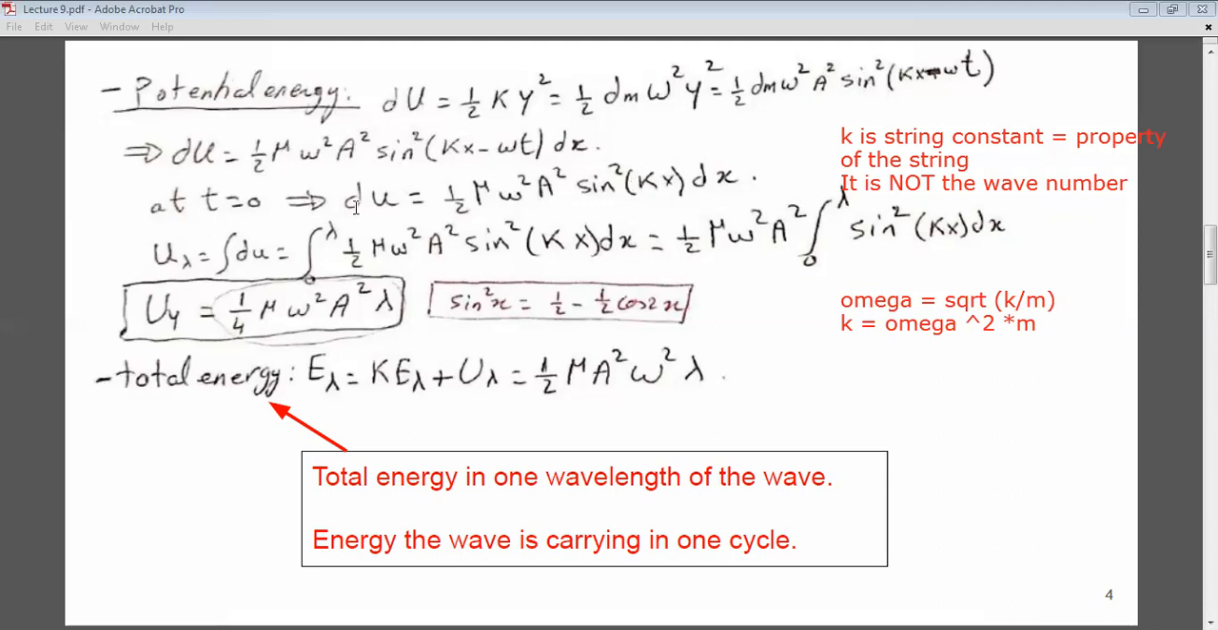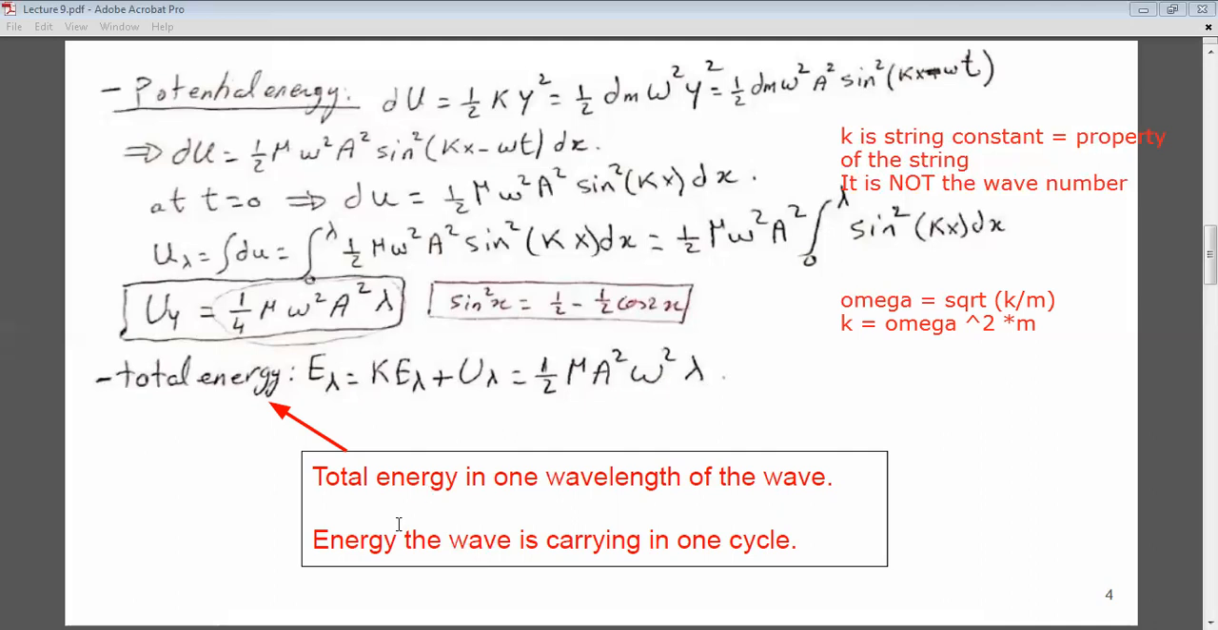Okay, again at t equal to 0, I get this formula. I do the integration. I will be stuck with sine square kx. Sine square kx is half minus half cosine 2x, and if I do its integration, I will get the total potential energy for one cycle, which is 1 over 4 mu omega square a square lambda. So the total energy E lambda, that is total energy in one wavelength of the wave, is kinetic energy plus potential energy, and this is half mu a square omega square lambda.